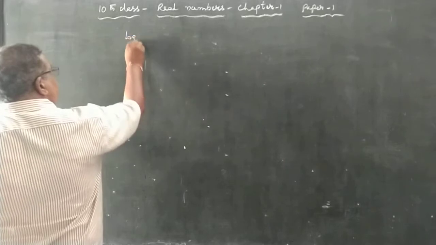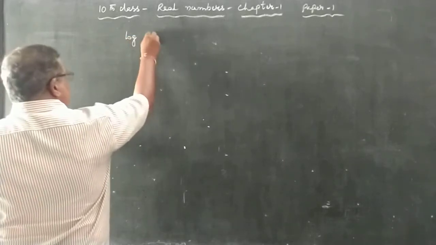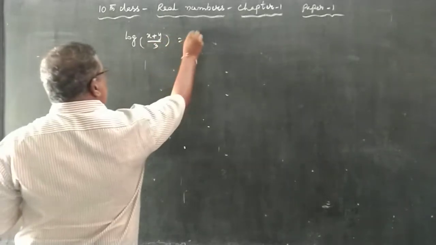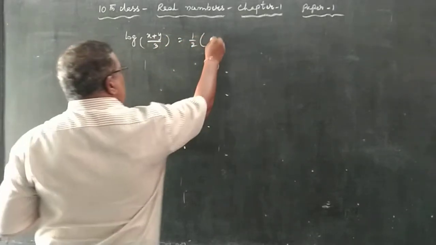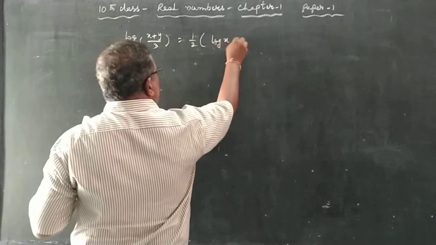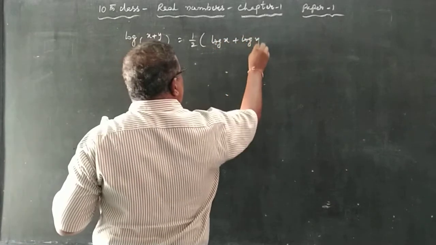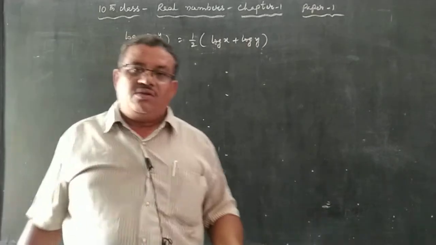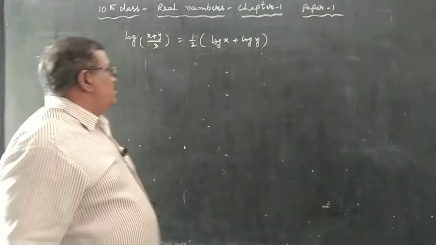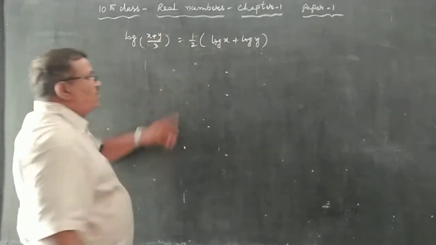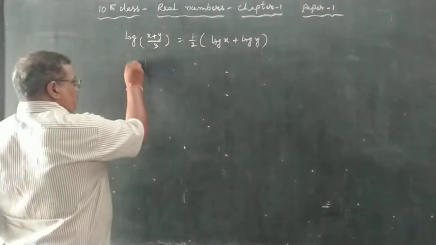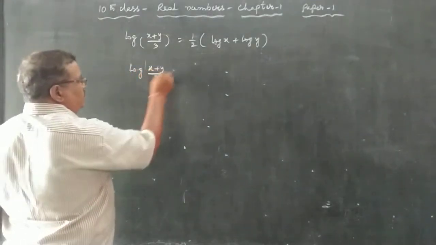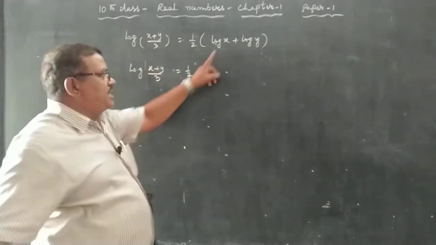Log of (x plus y) by 3 is equal to half of log x plus log y. Find the value of x by y plus y by x. So first of all, in the RHS we have to transpose.